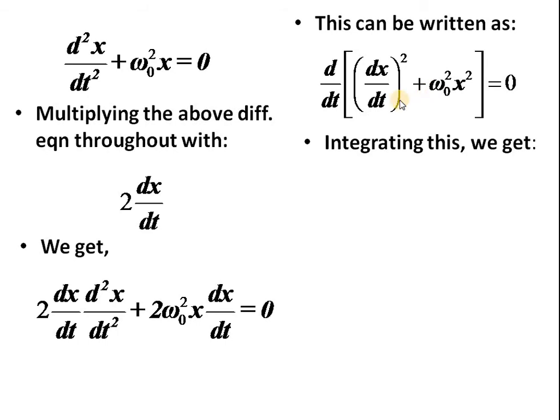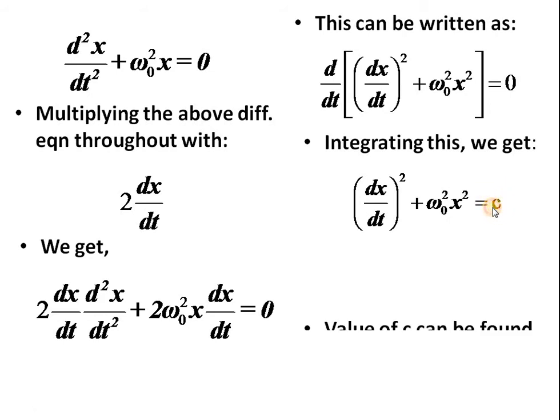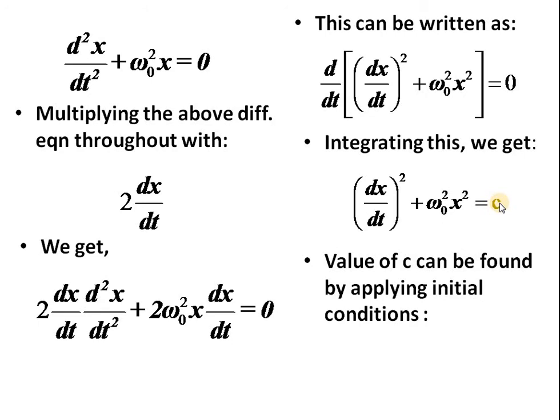Okay, so now you can solve this equation. Once it is written in a compact manner, you can solve it by integrating. Okay, when you integrate, what happens? The differential operator will go, and on the right hand side you will get a constant. We have to find the value of c. Okay, the value of c can be found by applying initial conditions.